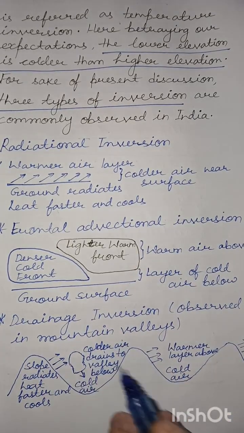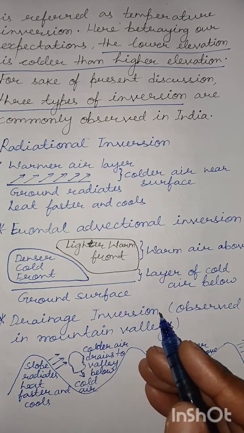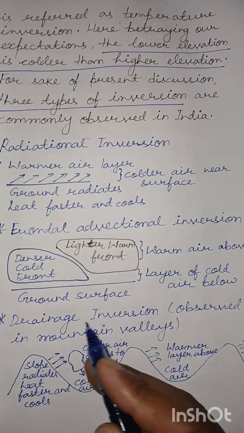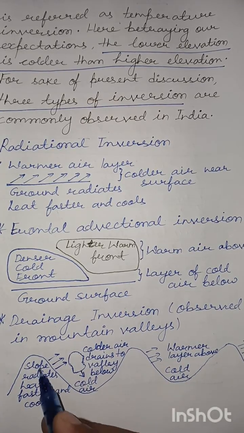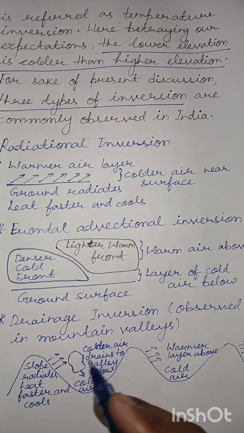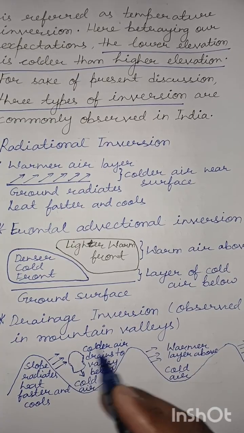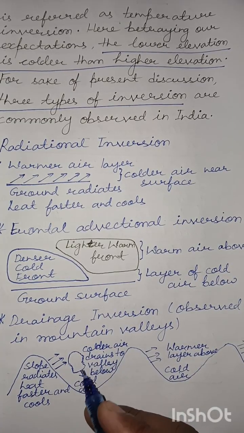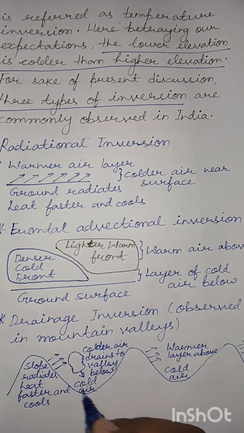The third type of temperature inversion that we are taking today is drainage inversion, which is observed in the mountain valleys. What happens, mostly during the winters? It is again observed mostly during the winters. Again, the slope radiates heat faster and cools. That means the air upslope becomes cold, and it drains down the valley below, and it occupies the valley floor.